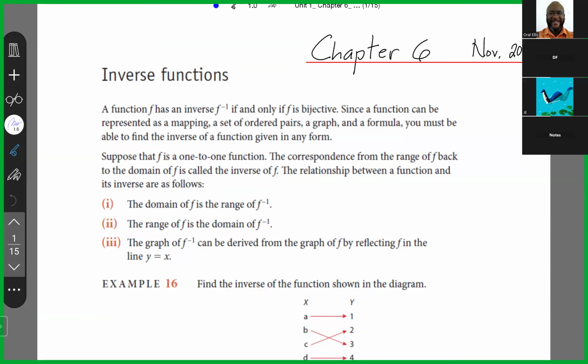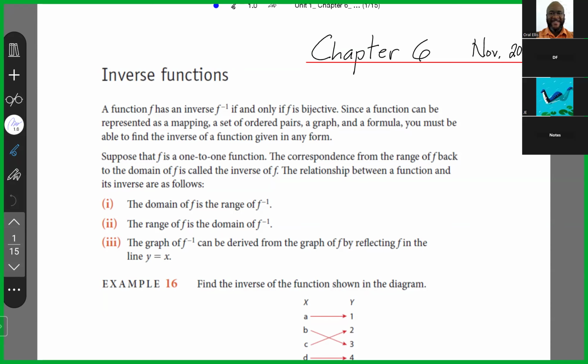So, inverse of a function is not something that is new to us. We have looked at it since CSEC. And what this is saying is that a function can be represented as a mapping, which could be, you could say, an arrow diagram, as a set of ordered pairs, a graph, and a formula. You must be able to find the inverse of a function given in any form.